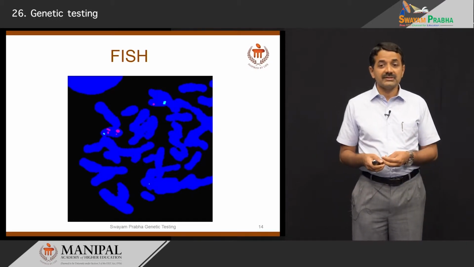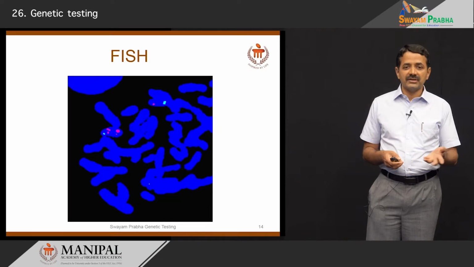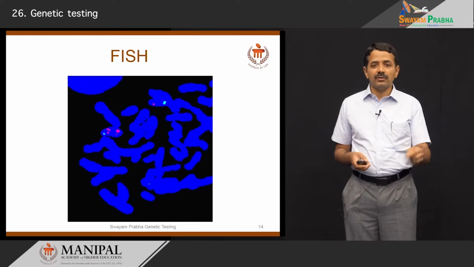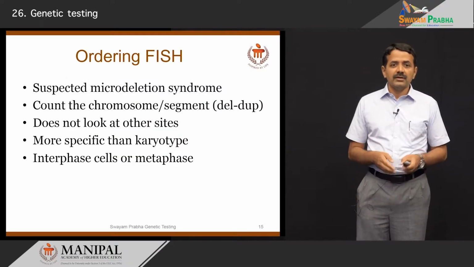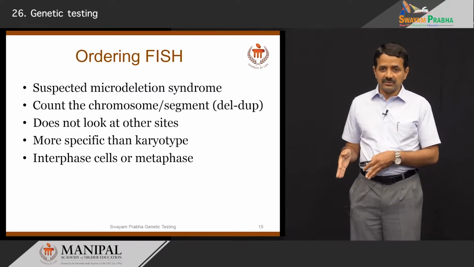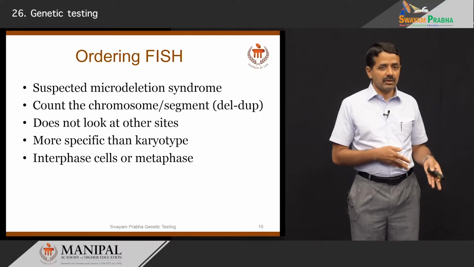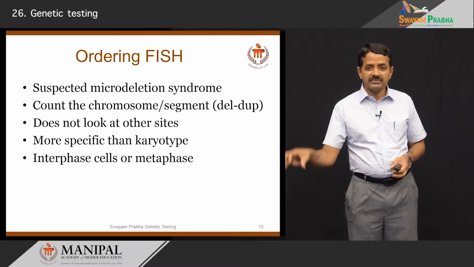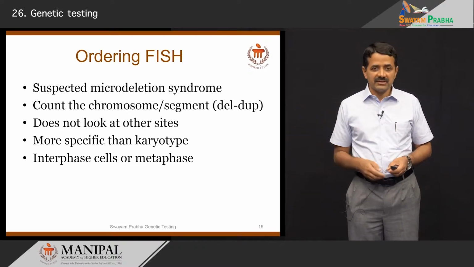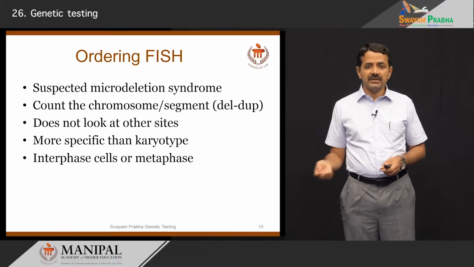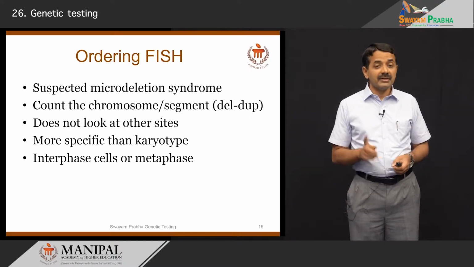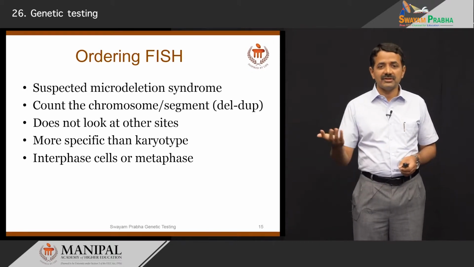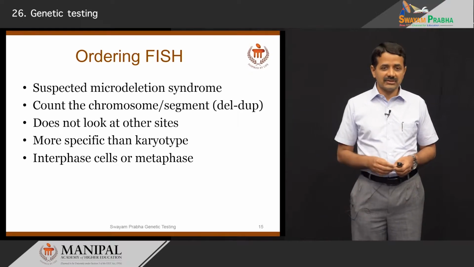and even now it is used in several laboratories to detect small segmental deletions and duplications and to count the chromosomes. So, whenever we suspect a microdeletion syndrome like Williams syndrome or Prader-Willi syndrome, you can order a probe for a specific target and order a FISH, or you can count the chromosome or segment, as I said, for aneuploidy. But remember, it does not look at other sites. It is not a screening for all the chromosomes; it is usually for particular targeted mutation analysis.